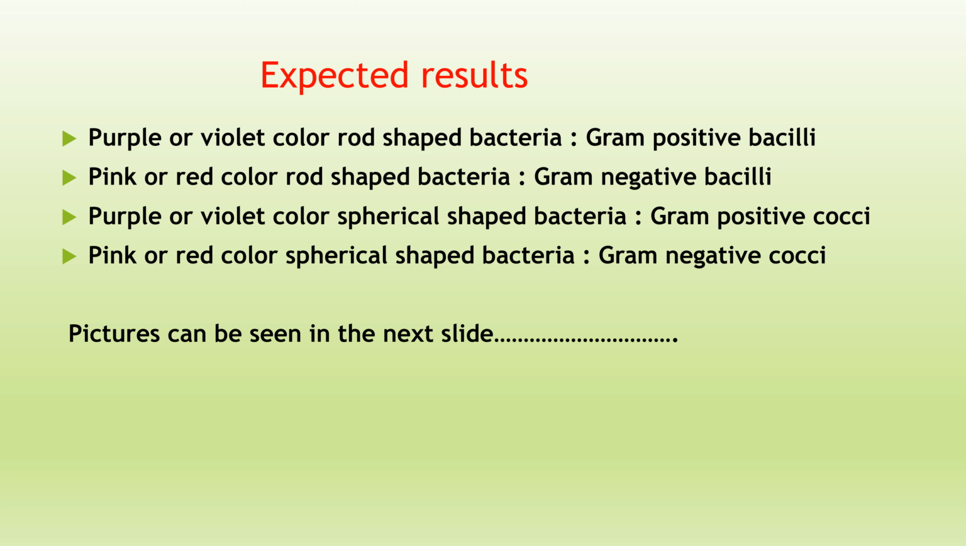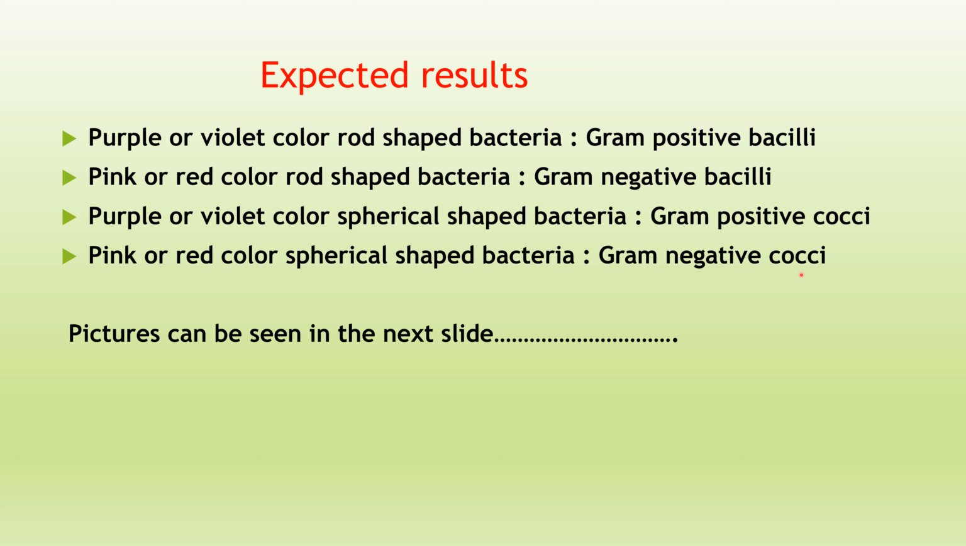So here I have given some example results, like how we can expect the results after performing the Gram staining. If you observe purple or violet color rod shaped bacteria, you can tell them as Gram positive bacilli. If you observe pink or red color rod shaped bacteria, those are Gram negative bacilli. If you observe purple or violet color spherical shaped bacteria, those are Gram positive cocci. If you observe pink or red color spherical shaped bacteria, those are Gram negative cocci.